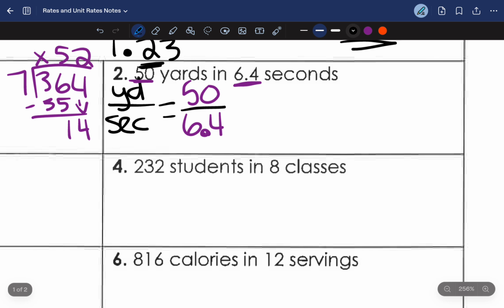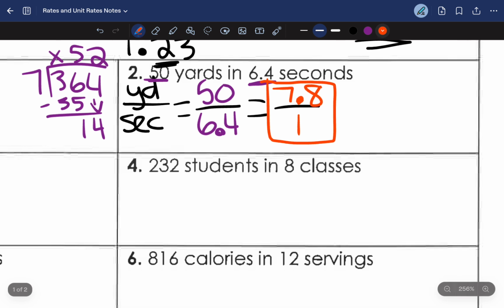In order to make it into a unit rate, you would just simply divide. And if you do 50 divided by 6.4, you end up getting 7.8 over 1. So you would read this as 7.8 yards per 1 second.